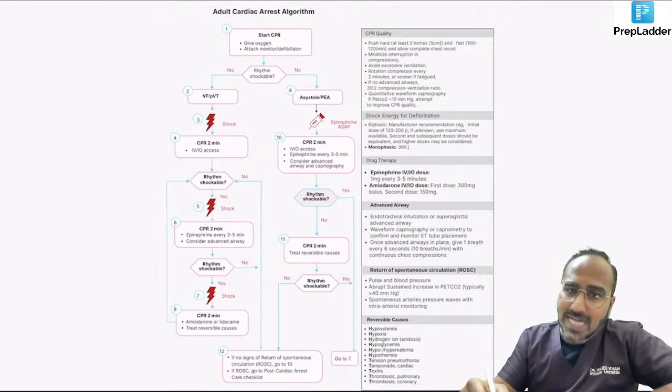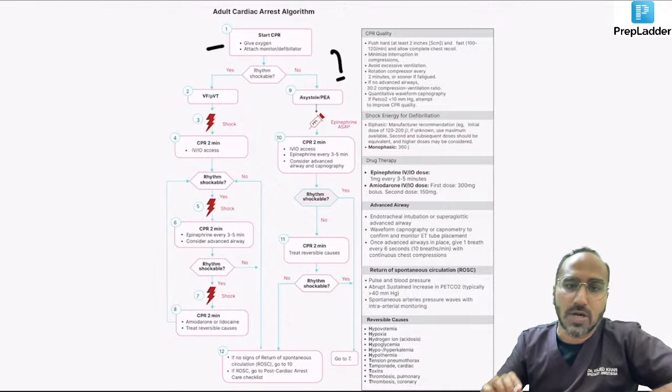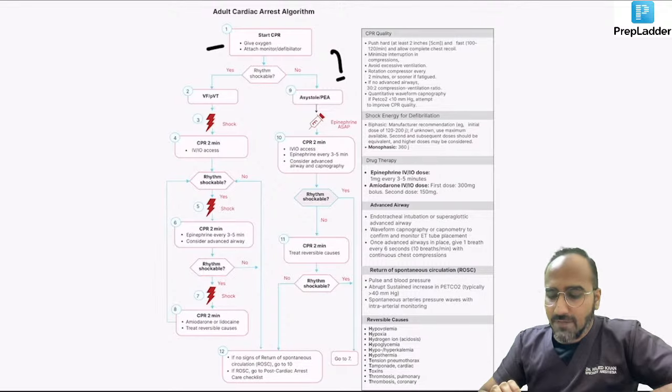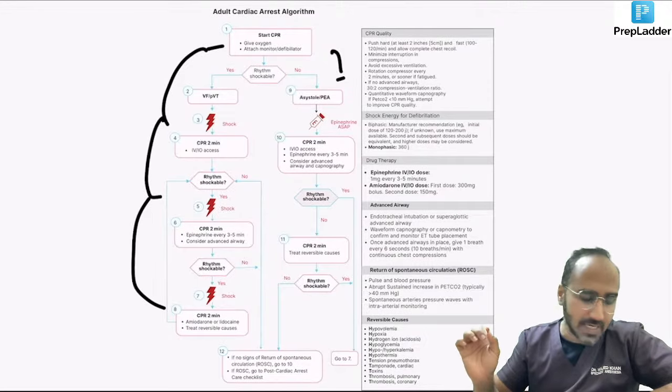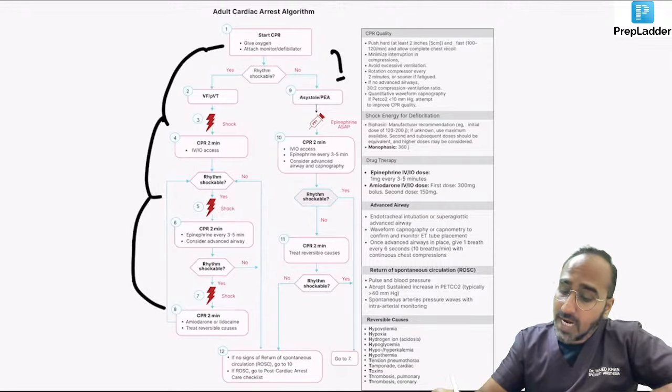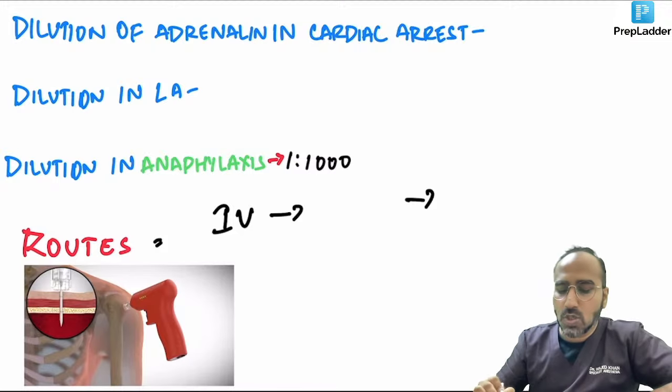Okay, now we are just going through the algorithm. Remember, if the patient is having a shockable rhythm and if the patient is having a non-shockable rhythm, the algorithm is different. So, if at all the patient is having a shockable rhythm, what you will do? You will deliver shock. Okay? After 2 shocks, you will start adrenaline. And after 3 shocks, you start amiodarone. Okay? And if the patient is having a non-shockable rhythm, immediately you start adrenaline.